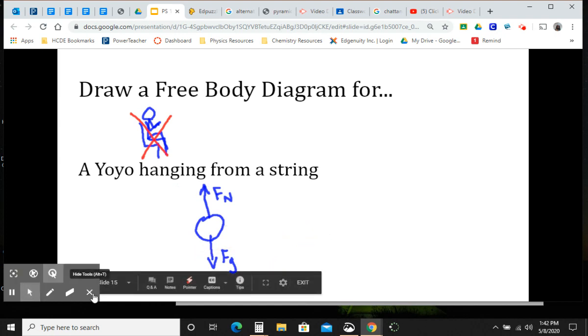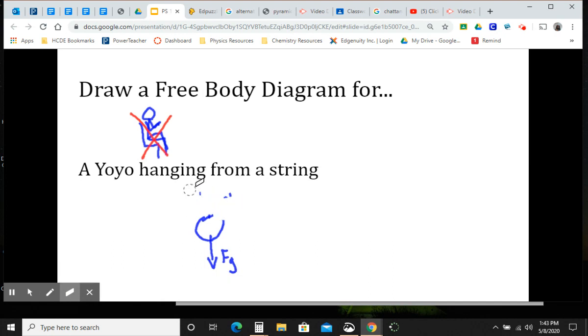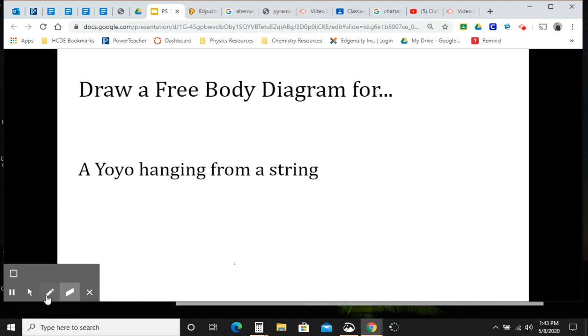Oh, and I got to clear all my stuff here. Okay, so our next example is a yo-yo hanging from a string. So while I'm erasing, be thinking about what are the forces. We already talked about the forces, right? The yo-yo had gravity and tension force. So now how are we going to draw that?